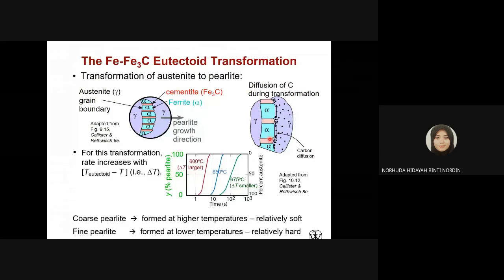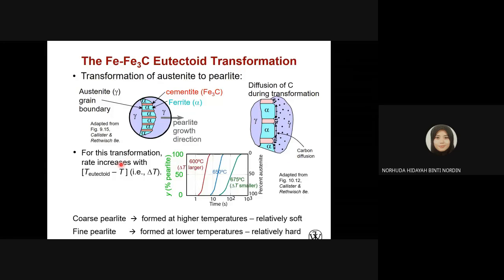Diffusion of carbon. So carbon will go from one phase to another. For example, ferrite will transform to another ferrite phase because this phase is much richer in ferrite. So diffusion is like that, right? It will go to the phase that is rich in the same manner, and it will have carbon diffusion. We call it a diffusion process.